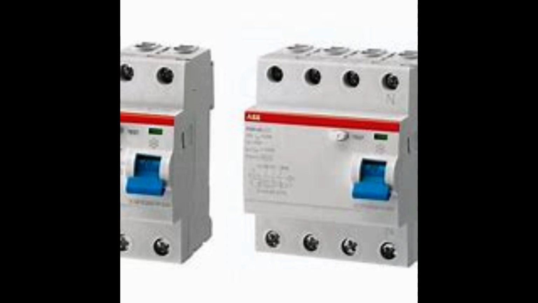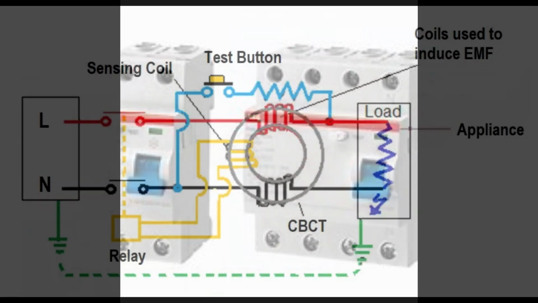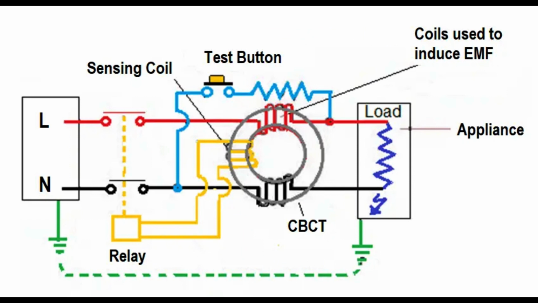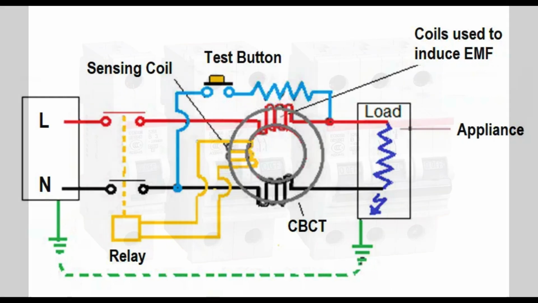This leakage of current might occur due to faults in the wiring, insulation breakdown, or contact between live conductors and the earthed parts of electrical appliances or equipment. When an earth leakage fault is detected, the ELCB automatically trips, disconnecting the circuit from the power supply almost instantly. This rapid interruption of power helps prevent electrical shocks and reduces the risk of fire hazards.